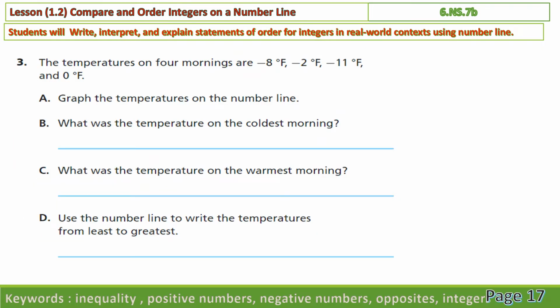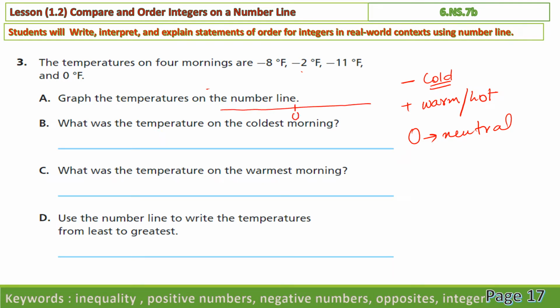The temperatures on 4 mornings are negative 8, negative 2, negative 11 and 0. Now we know that negative means colder and positive means warm or hot temperature, and 0 means the neutral temperature. Okay, graph the temperatures on the number line. They didn't tell us whether we have to graph a horizontal line or vertical line.